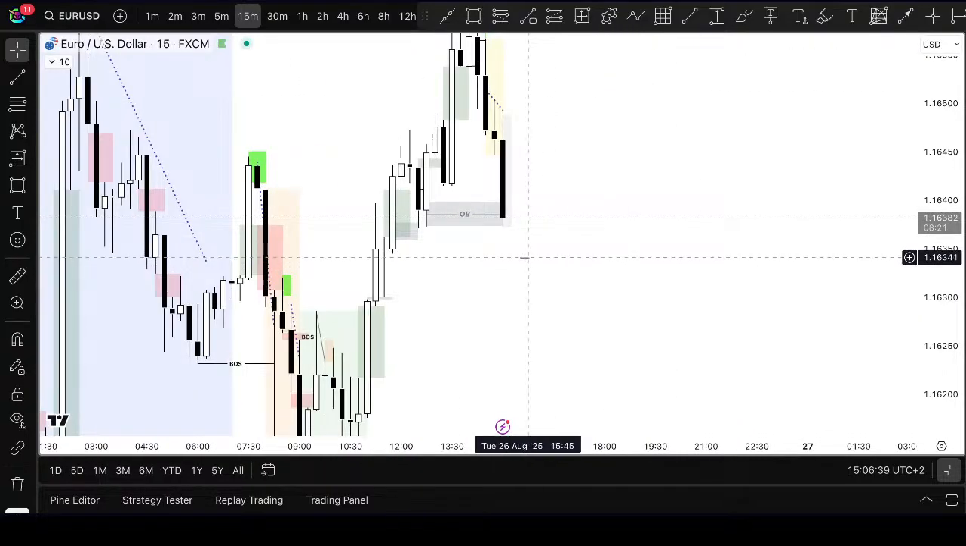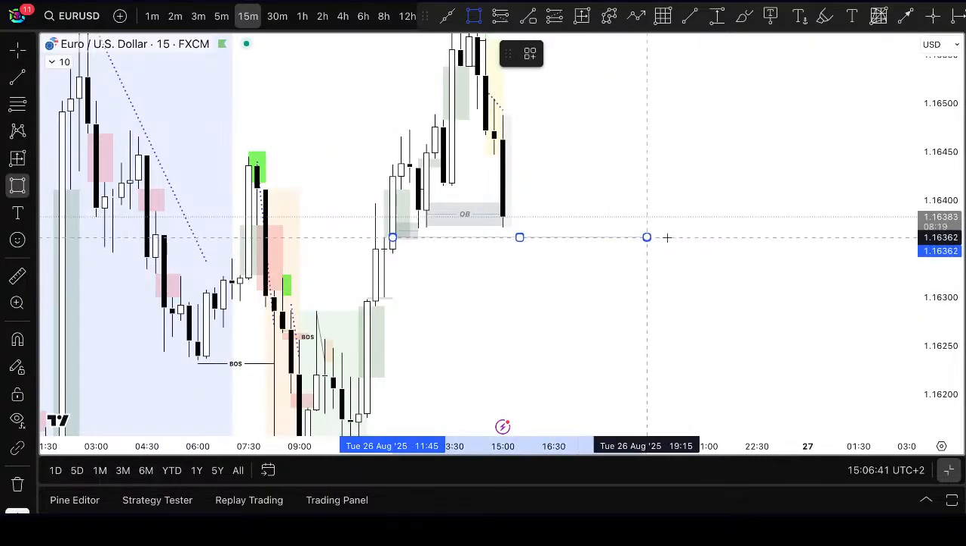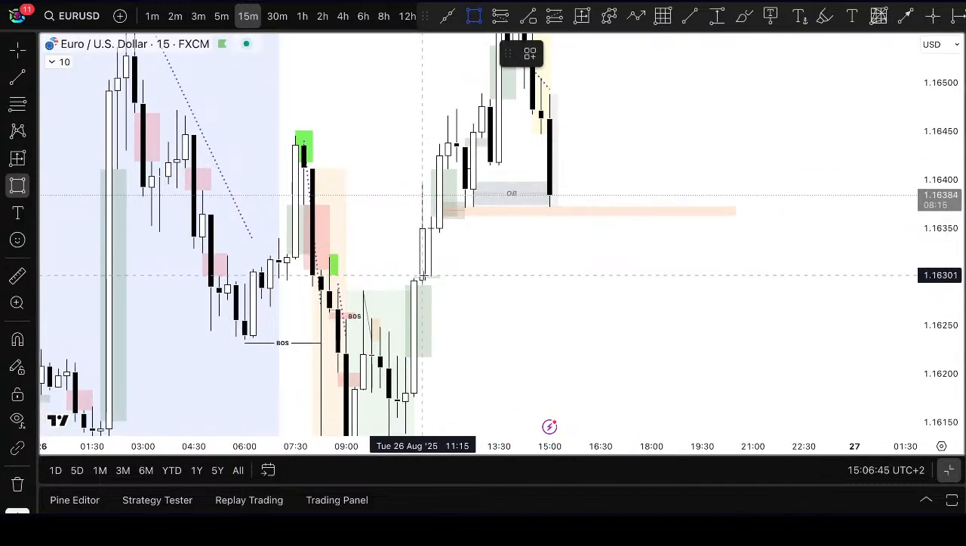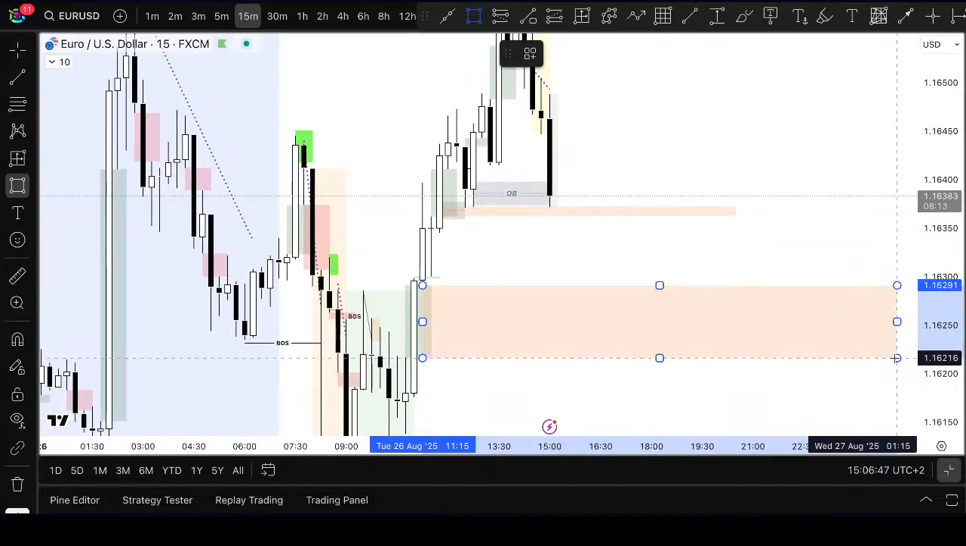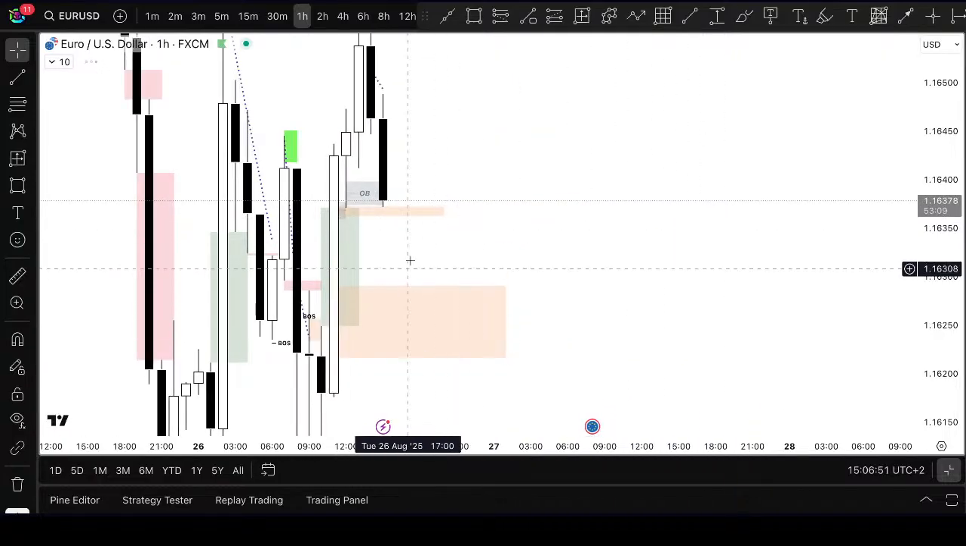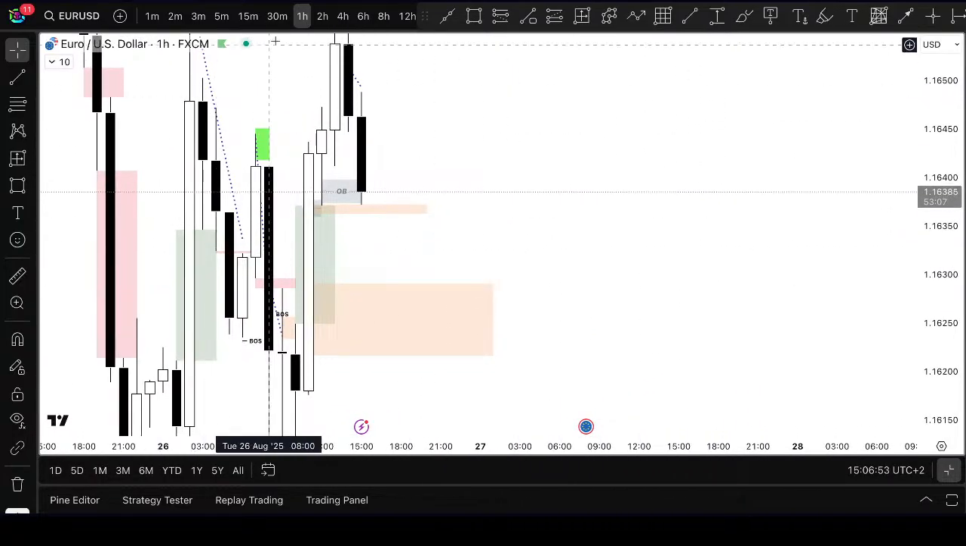So let's see how many FVGs we have. We have this small FVG in the 15 minutes and a big one. Let's see, 1 hour. Yeah, this is the 1 hour. This is a whole FVG. Cool.